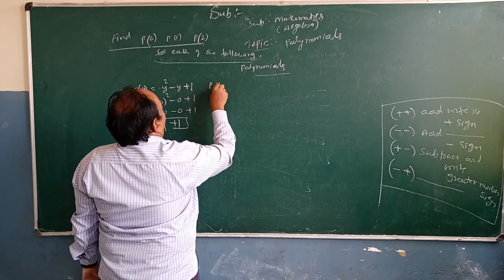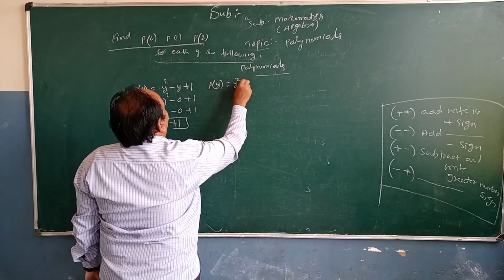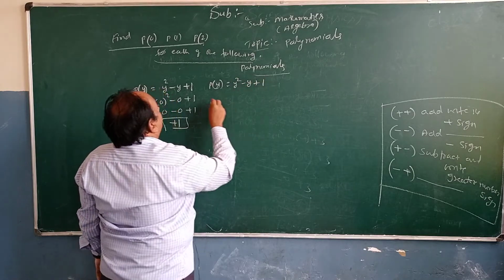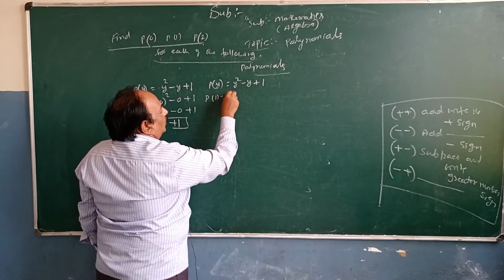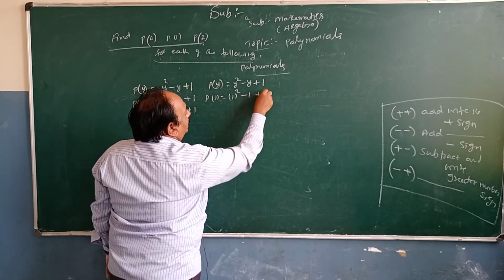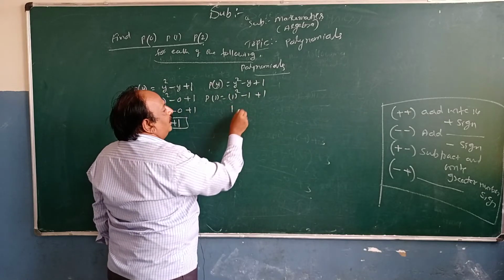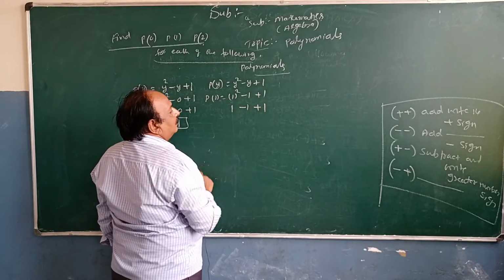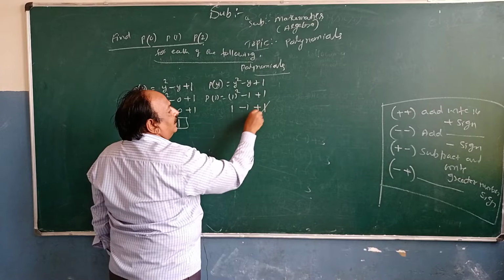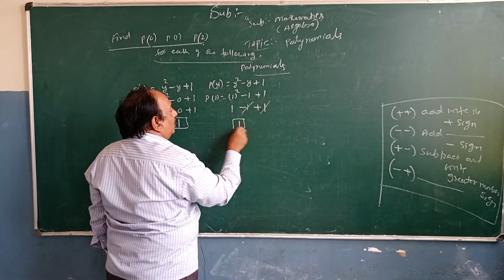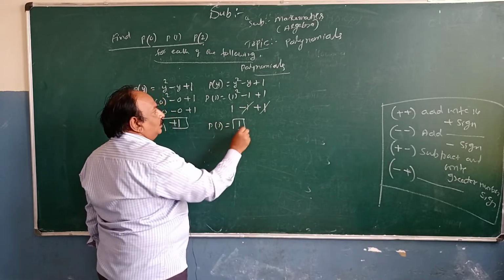Next, P of y is equal to y square minus y plus 1. P of 1: 1 square minus 1 plus 1. 1 ones are 1 minus 1 plus 1. Minus 1 plus 1 cancel. What do you get here? 1. P of 1 is equal to 1.